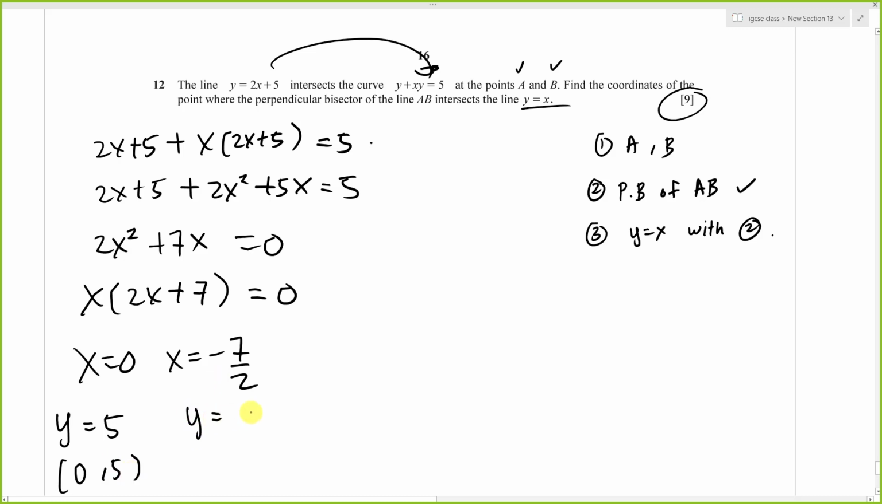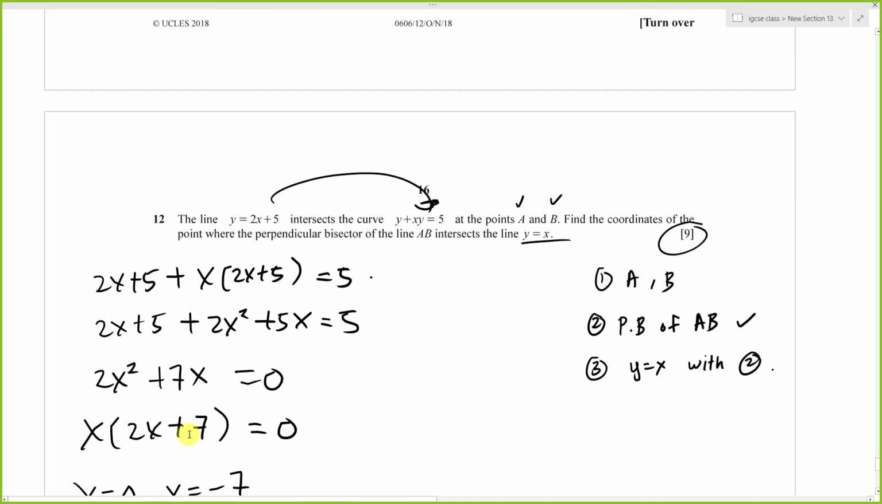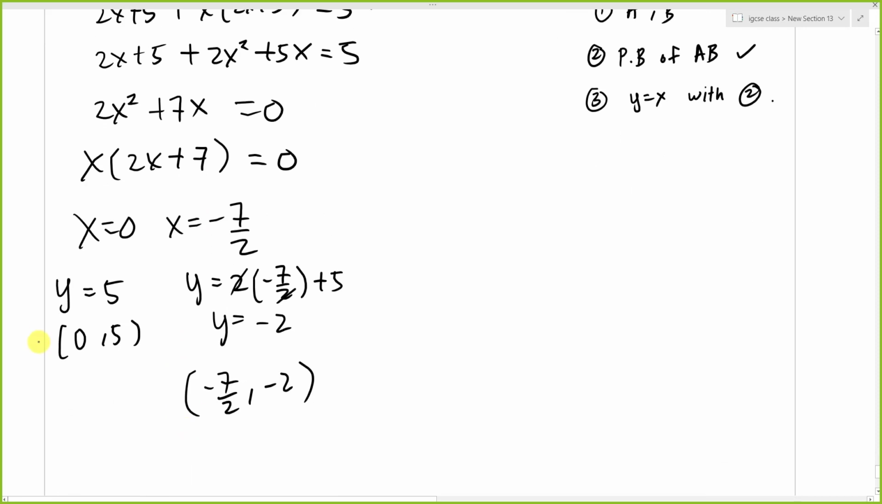This one, y equals 2 times -7/2 plus 5, so y equals -2. Okay, second coordinate will be (-7/2, -2). I don't care which one is A and B because the question doesn't give us any information. You can just assume this is A, this is B. It doesn't matter. Then I need to find the perpendicular bisector of AB.